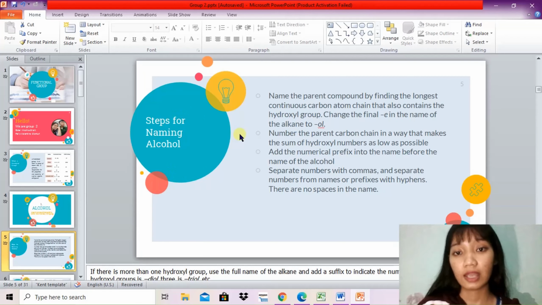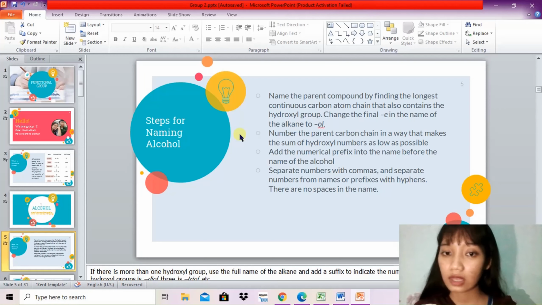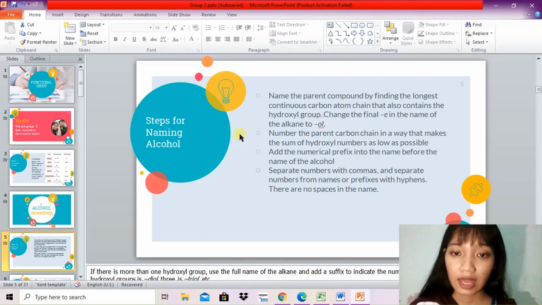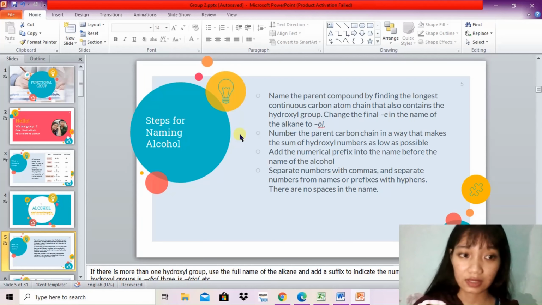The first is name the parent compound by finding the longest continuous carbon atom chain that also contains the hydroxyl group. Change the final E in the name of the alkane into O. Number the parent carbon chain in a way that makes the sum of hydroxyl numbers as low as possible. Add the numerical prefix into the name before the name of alcohol, and then we separate numbers with commas and separate numbers from names or prefixes with hyphens. There are no spaces in the name.